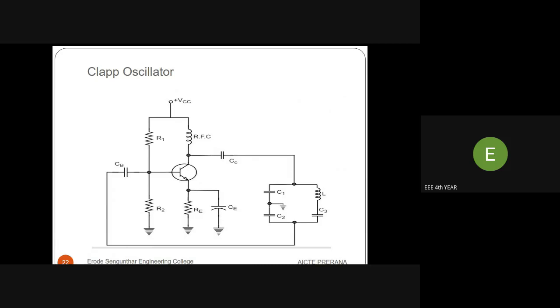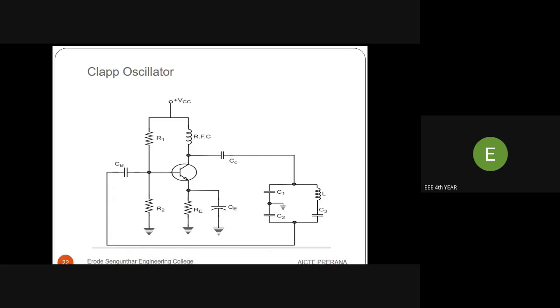The Clapp oscillator is similar to the Colpitts oscillator, but in the Clapp oscillator, an additional capacitor is connected in series to the inductor in the feedback circuit. The figure shows the Clapp oscillator schematic diagram. The Clapp oscillator consists of one amplifier and one feedback network. The amplifier is a common emitter amplifier. It produces a 180-degree phase shift between its input and output. The feedback circuit produces a 180-degree phase shift between the two terminals. So the total phase shift of the Clapp oscillator is 360 degrees.